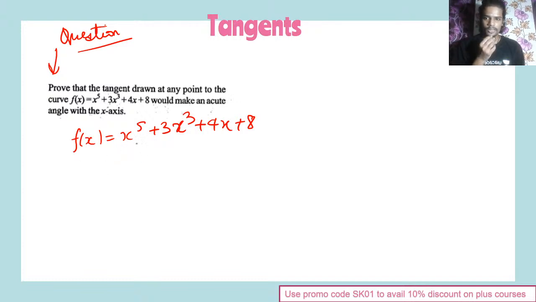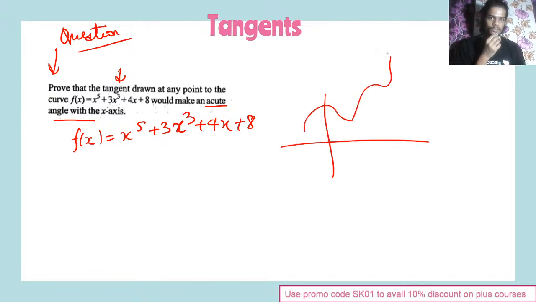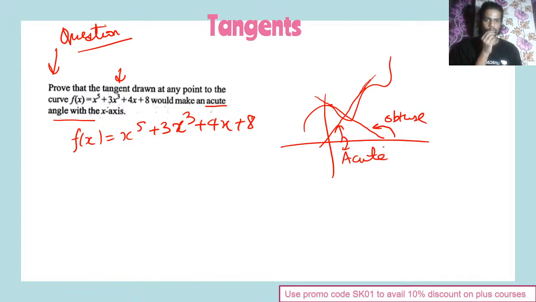Anyway, so this is fx. You have to prove that the tangent makes an acute angle with the x-axis. Now what does this mean? It means that if this is the curve, we have to prove that the tangent makes an acute angle. Means this angle is less than 90. For example, if you draw tangent here, you will get this is a obtuse angle and this is an acute angle. So this is what we have to prove. We have to prove that all the tangents have acute angle.